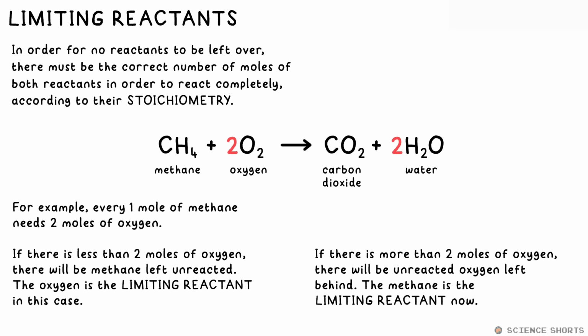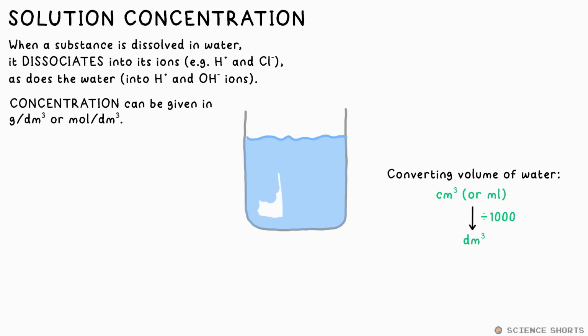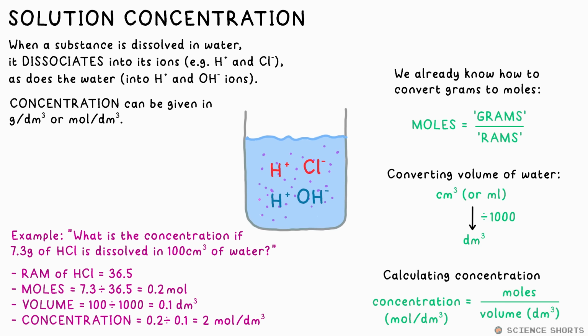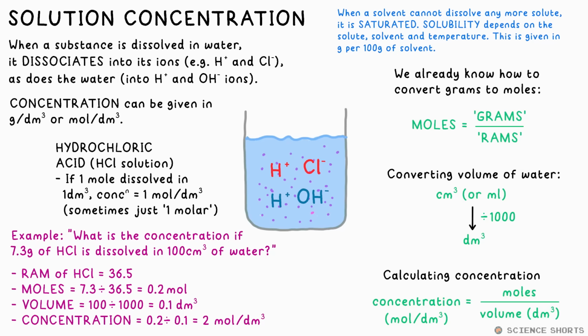We say that the oxygen is the limiting reactant in this case. We could also put it the other way around. We could say that the methane is in excess. The concentration of solutions can be given in grams per decimeter cubed, where a decimeter cubed is 1000 centimeter cubed. But it's often useful to convert grams per decimeter cubed into moles per decimeter cubed instead. If 1 mole of HCl is dissolved in 1 decimeter cubed of water, we've made hydrochloric acid that has a concentration of 1 mole per decimeter cubed. Sometimes you might see this as just 1 molar, 1 capital M. Same thing, that's what that means.